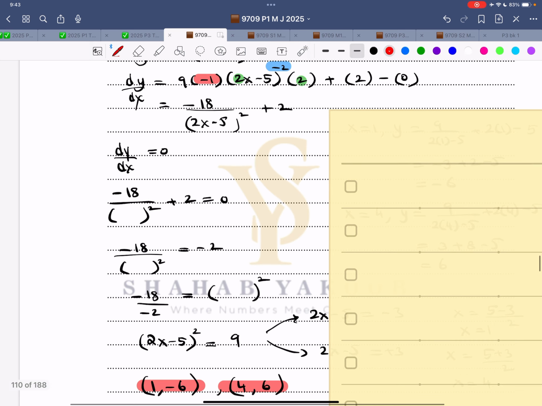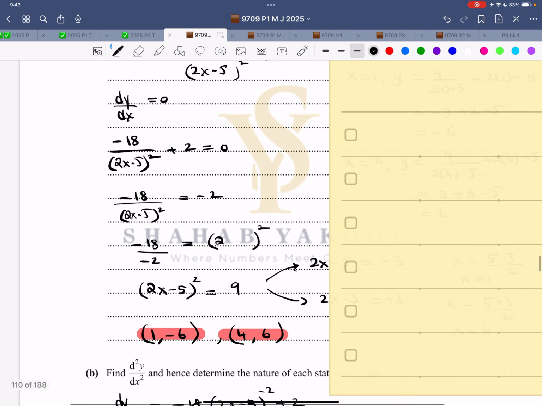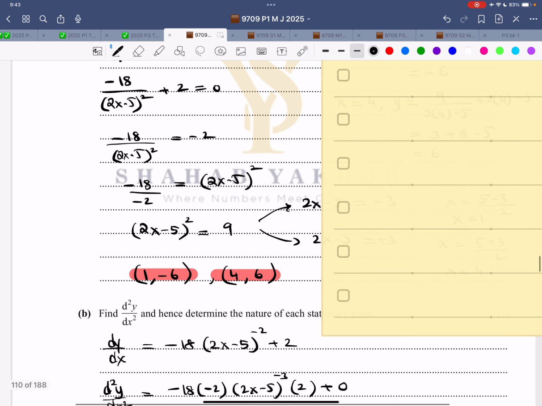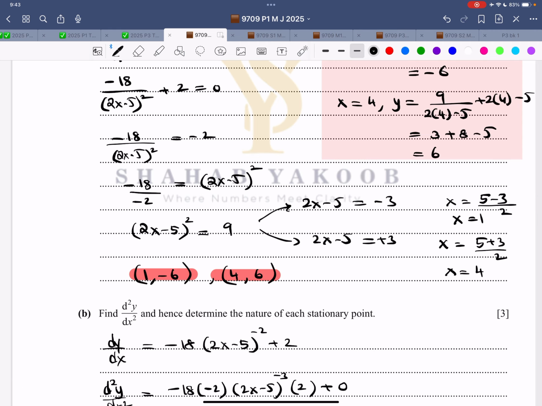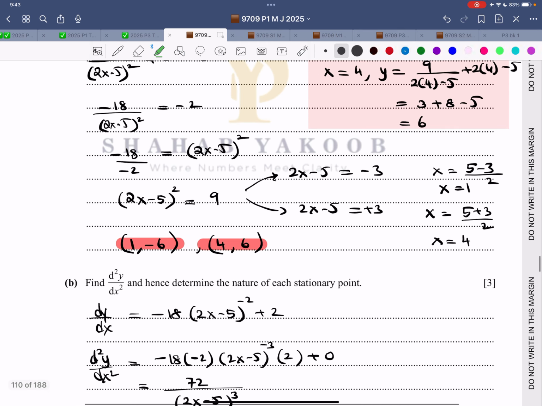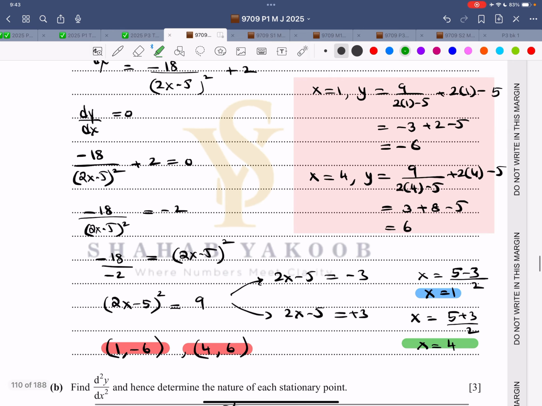And I forgot to write this when I'm in a hurry. So 2x minus 5, 2x minus 5. You simplify. You can see the working. Take the square root of both sides, and what do you get? You get x is equals to 1. Let me highlight it. So therefore x equals to 1 and x equals to 4. So these are the two answers. X is equals to 1, x is equals to 4.